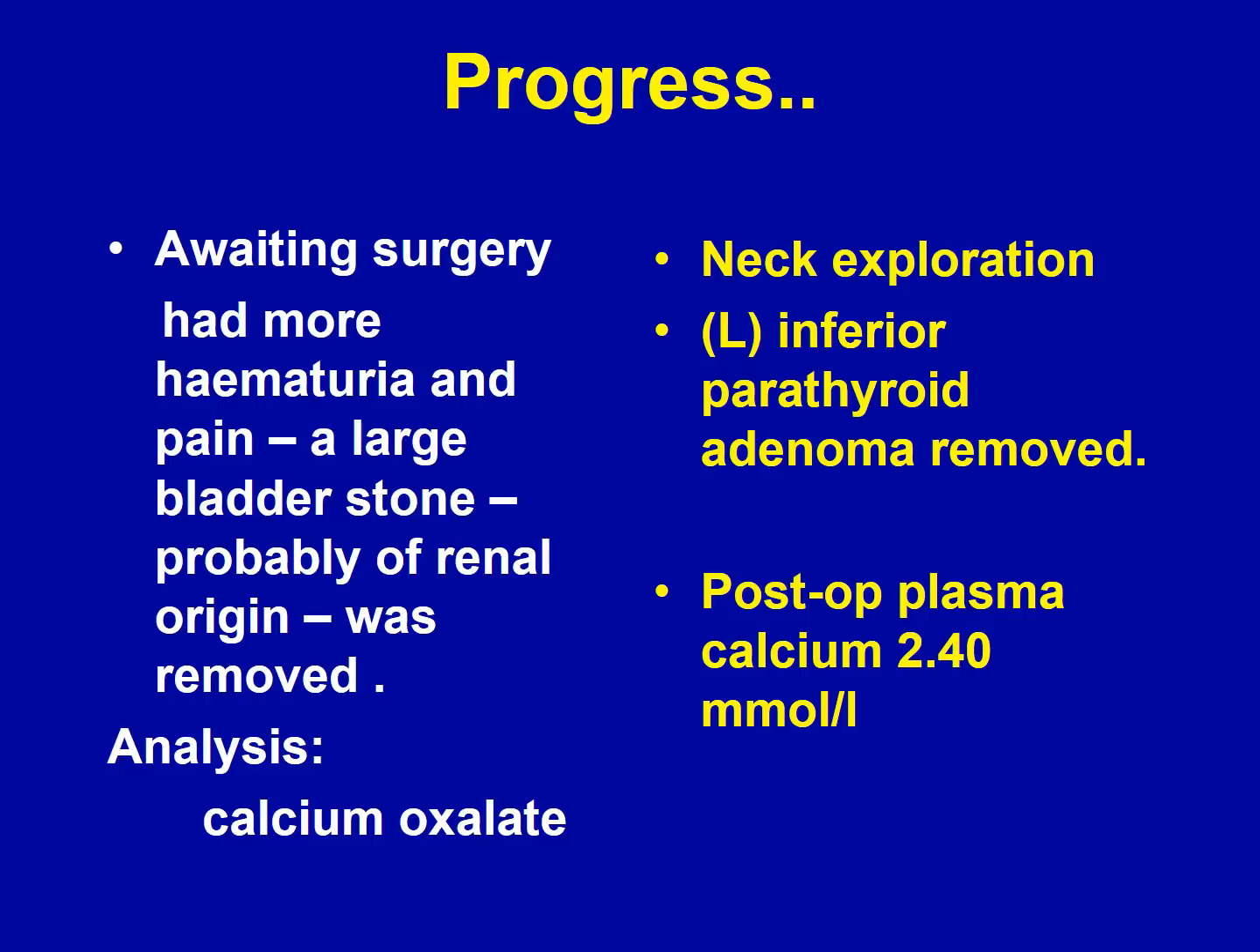However, renal stones are more commonly observed in patients with this condition, and while this man was undergoing investigations, he had some more hematuria and abdominal pain, and was found to have a large bladder stone that was probably of renal origin that required surgical removal. He underwent neck exploration, and a left inferior parathyroid adenoma was removed, after which he became normocalcemic.